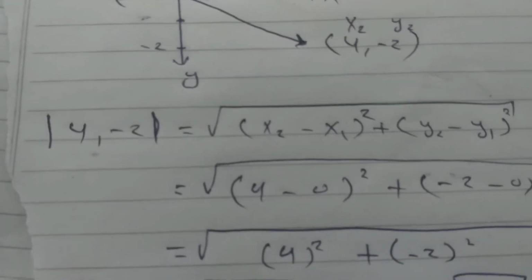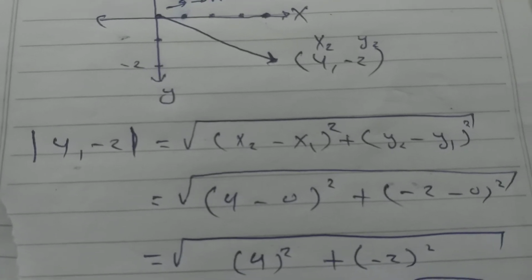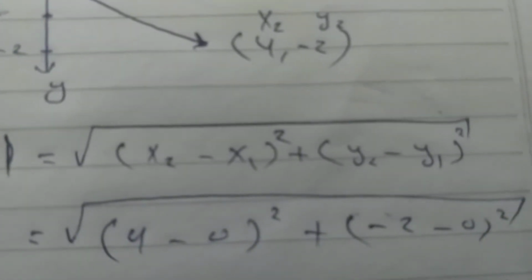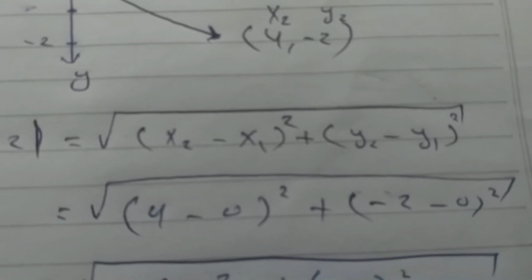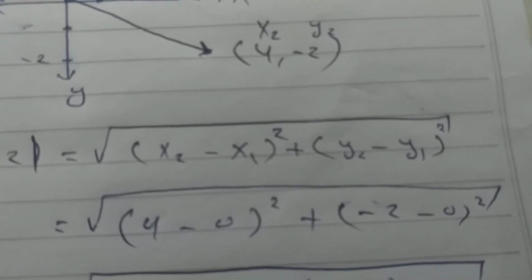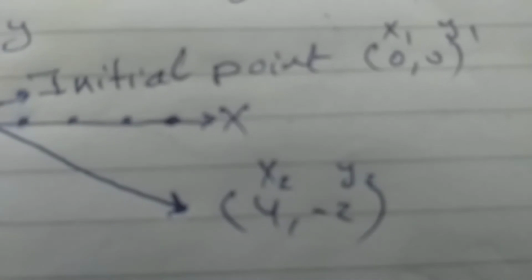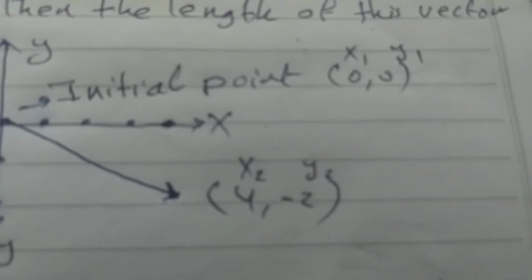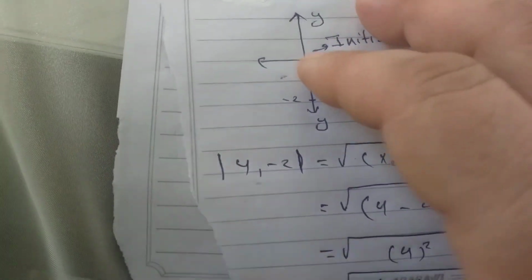I need to find the length of the vector 4 with -2. Of course, you remember the formula of the distance between 2 points. Under a square root, the change in x, x2 minus x1 squared, plus the change in y, y2 minus y1 squared. I will replace the points x1, y1, x2 and y2 in the formula, and you can use the calculator, and you'll find the length is the square root of 20, which is approximately 4.5 units. This is how we find the length of this vector.